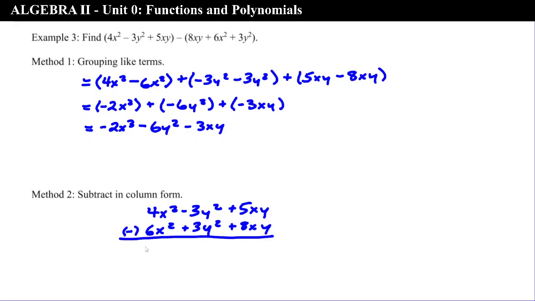So 4x squared minus 6x squared, that's going to give us negative 2x squared. Negative 3y squared minus 3y squared gives us minus 6y squared. And then 5xy minus 8xy gives us negative 3xy. So again, two ways to get to the same answer.